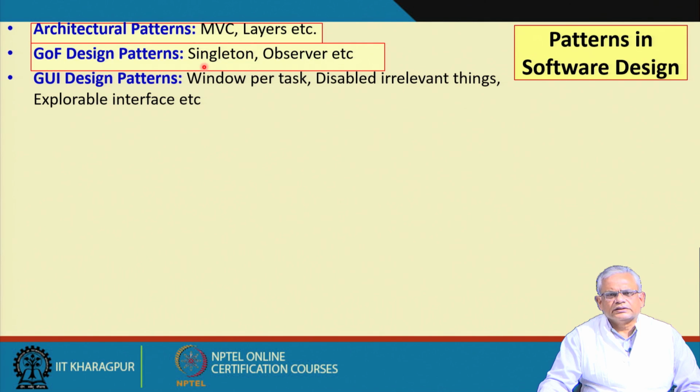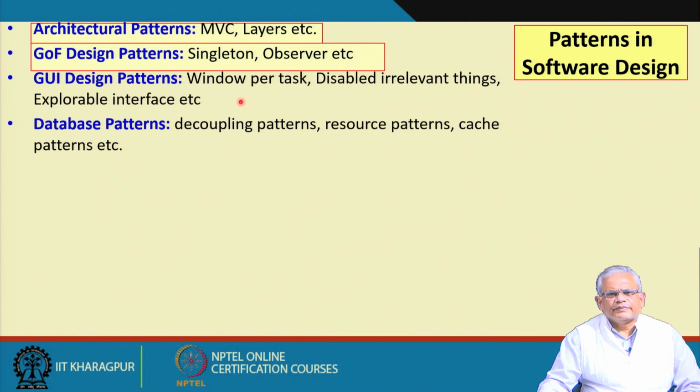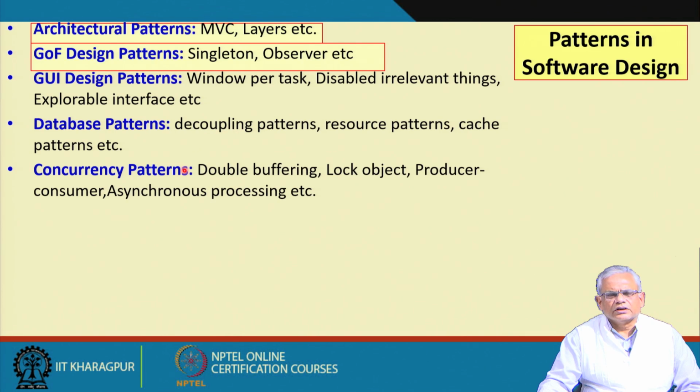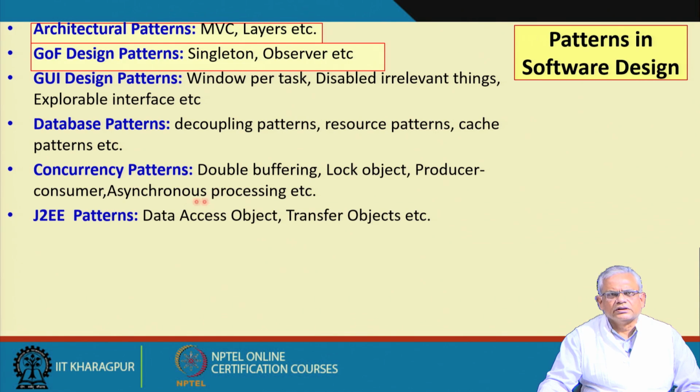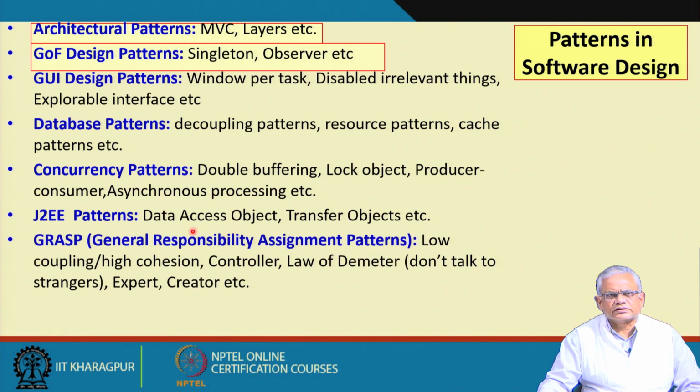And then there are GUI patterns, windows per task, disabled irrelevant things, explorable interface, etc., which we will not discuss. Database patterns, decoupling pattern, resource pattern, cache pattern, etc., which we will not discuss. Concurrency patterns, double buffering, lock object, producer consumer, asynchronous processing, etc., which we will also not discuss. J2EE patterns, data access object, transfer object, etc., we will also not discuss.